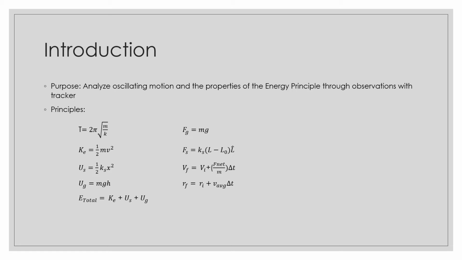As you can see here, the principles that I used are my period formula, my kinetic energy, potential spring energy, and potential gravitational energy, which is set for Earth since it's near the surface of the Earth. And then you have your energy total, which is the sum of all the energies acting upon the system. And then we have my gravitational force, and then we have spring force and the position and velocity update formulas.